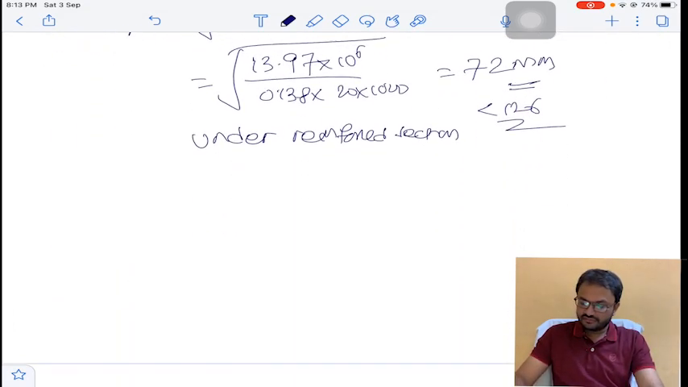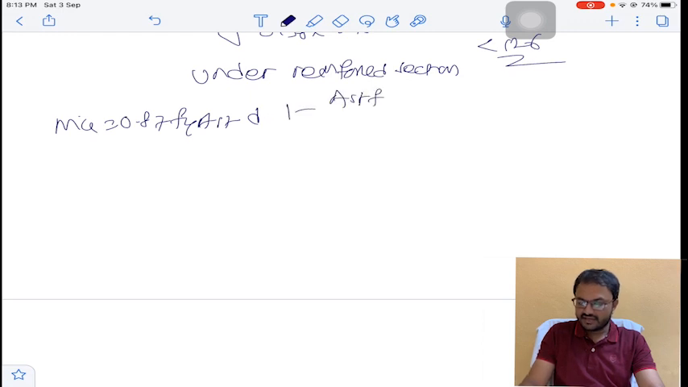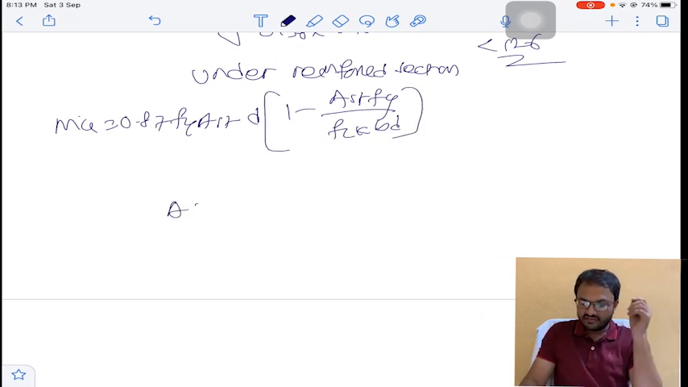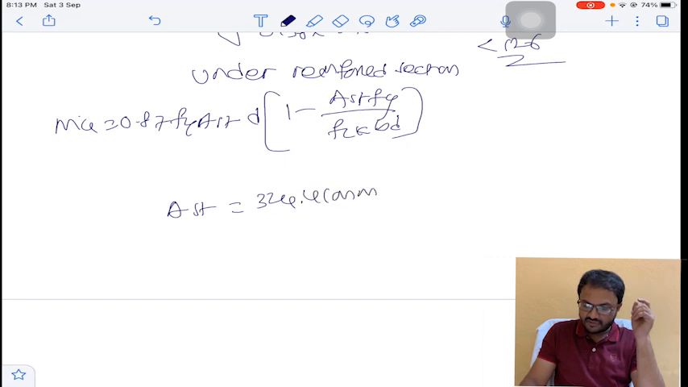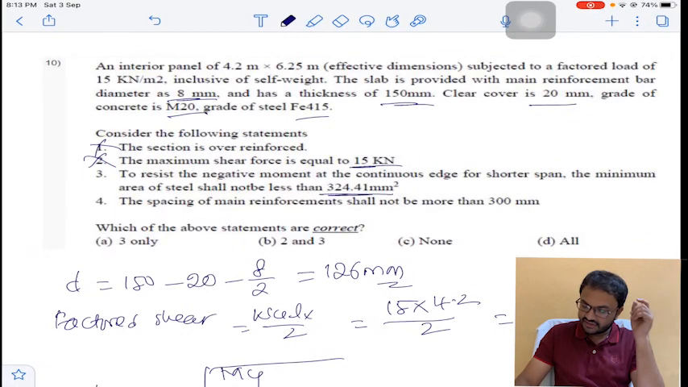And now coming to, by following equation, Mu is equal to 0.87 fy Ast d into 1 minus Ast fy divided by fck b d. So by using this equation, you will get Ast as 324.41 mm square. So how much has he given? 324.41. Answer C, that is option 3 is correct.